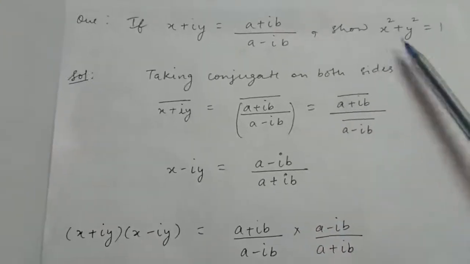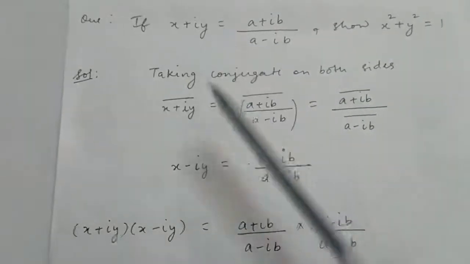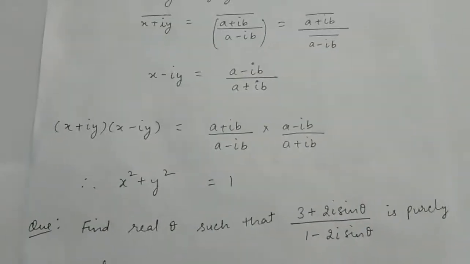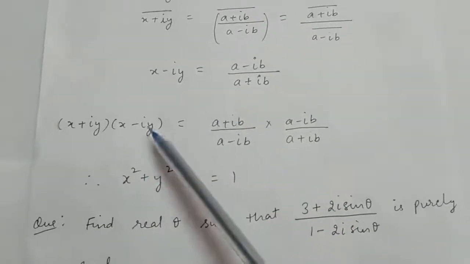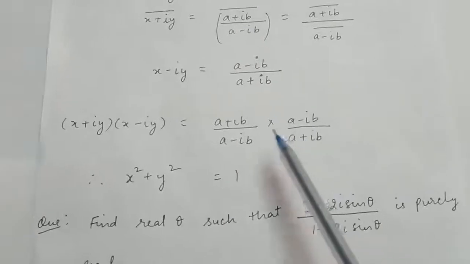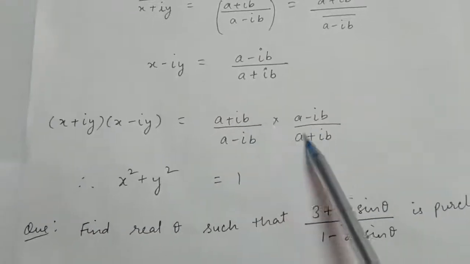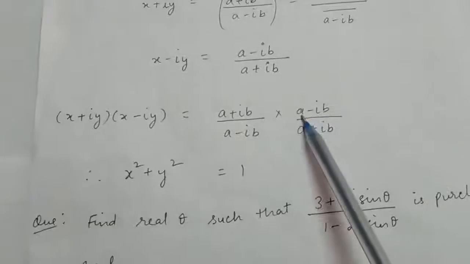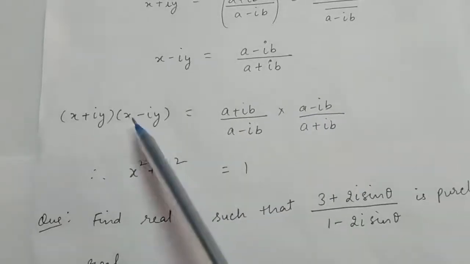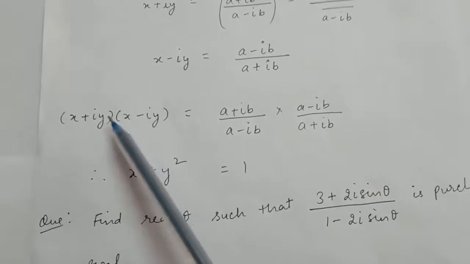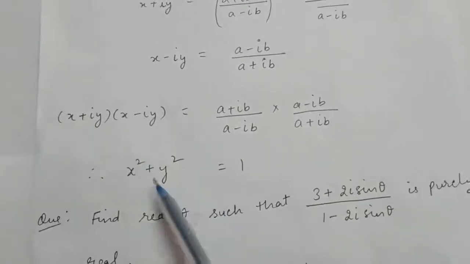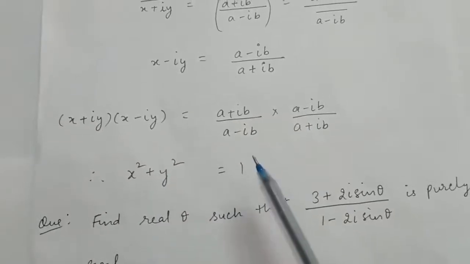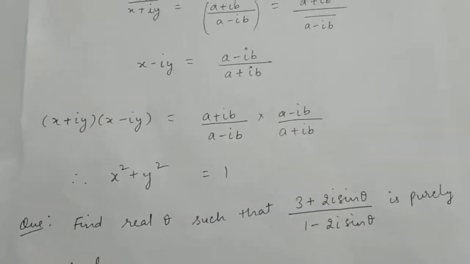Now we want x square plus y square. For this multiply these two. So multiplying x plus iota y into x minus iota y. So x plus iota y is already given as this. X minus iota y we have calculated, it is this. Now you can see a plus iota b will get cancelled and also a minus iota b will get cancelled, and the product of these two will be a square minus b square. So it will be minus y square. Therefore it will be x square plus y square equal to 1, which we wanted to prove, right?